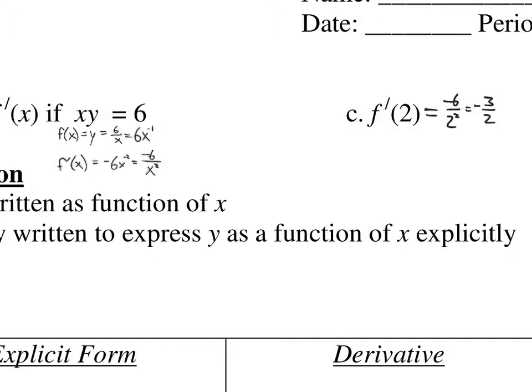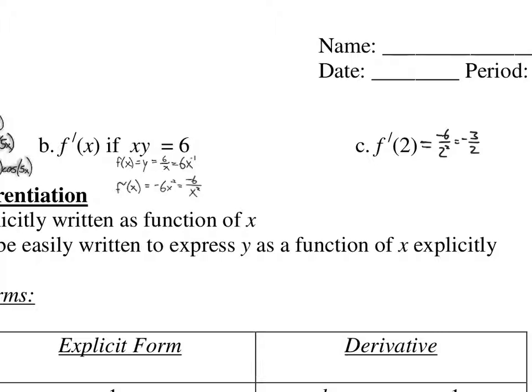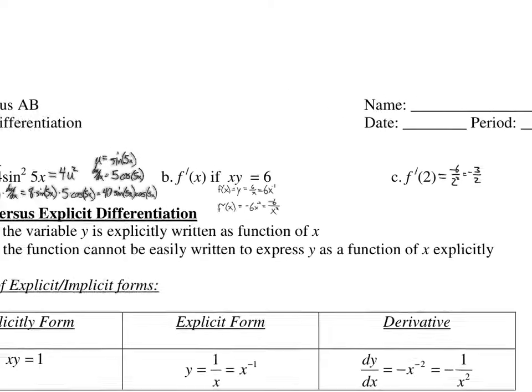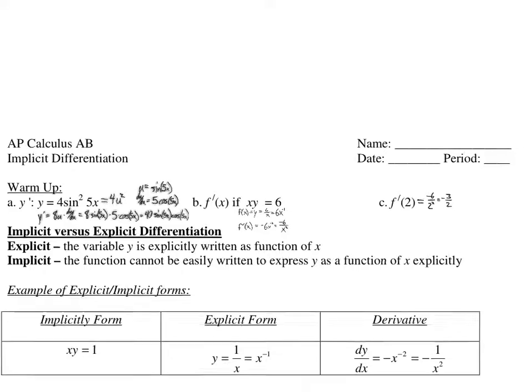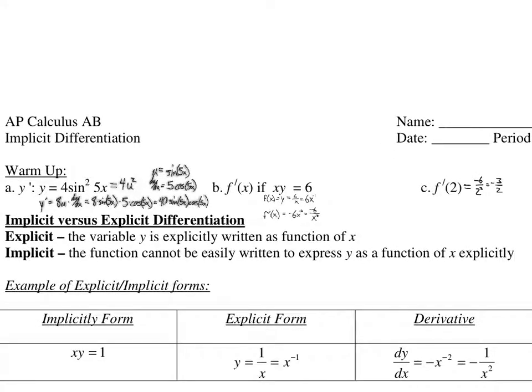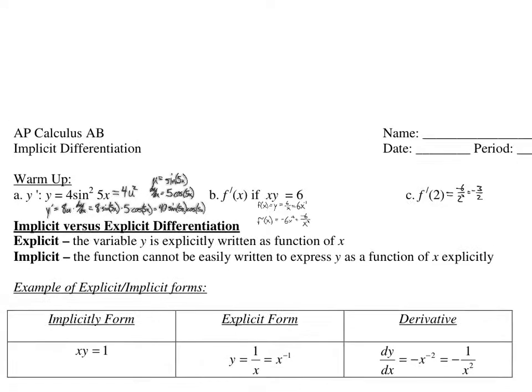Okay. Now, the reason why I used this function here as kind of an introduction today, a little bit of a warm-up, is because we have an example here of what's called an implicit function. Okay? An implicit function as opposed to an explicit function.